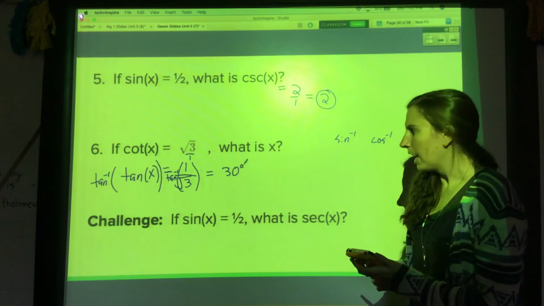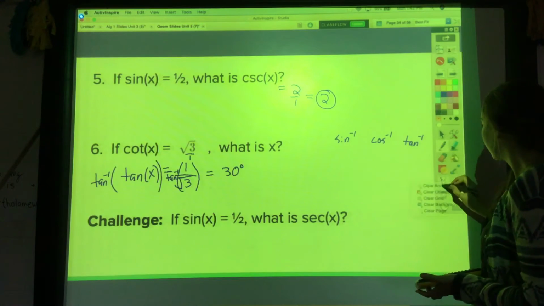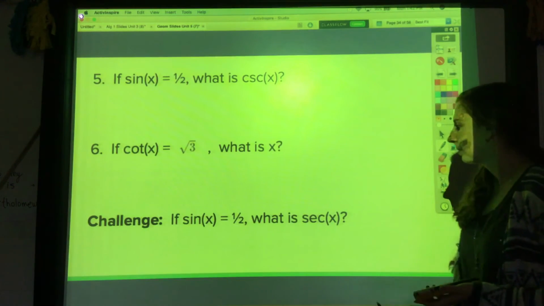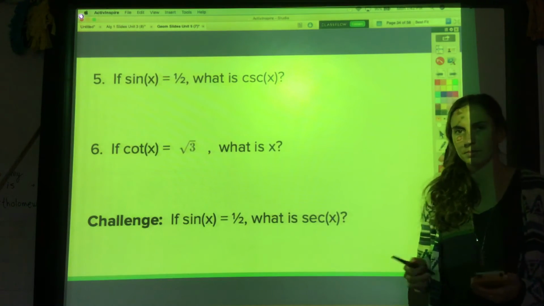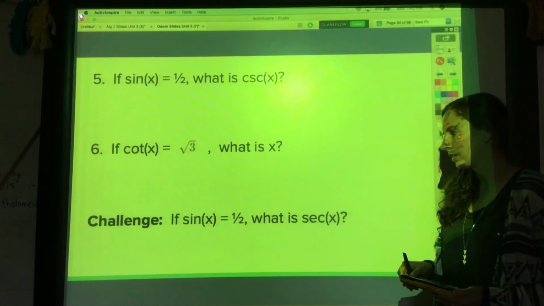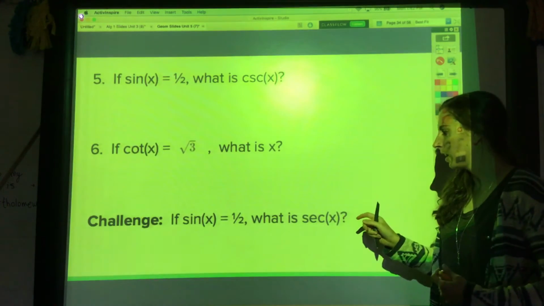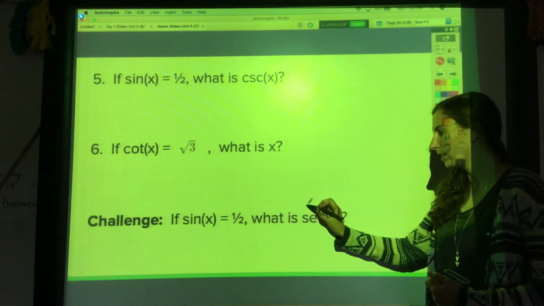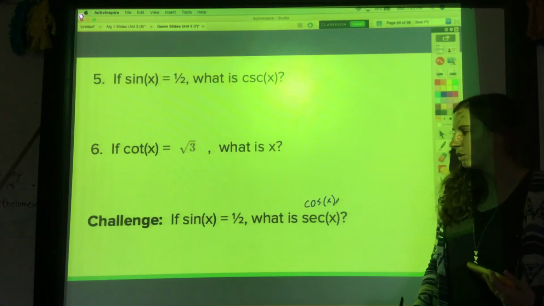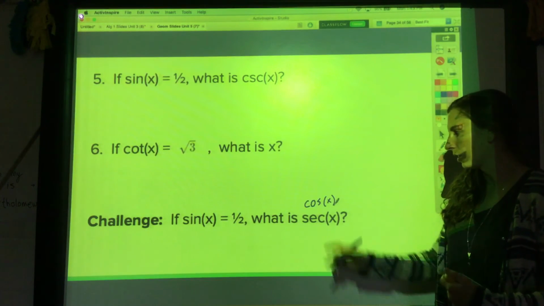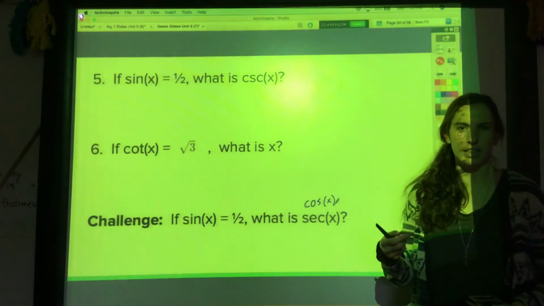Okay. And our last little challenge here, again, if you want to pause it and try it yourself, you can, because the practice is going to be really fast. If sine is a half, what is secant? This one's a little tricky because sine doesn't go with secant. Sine goes with cosecant. The one that goes with secant is cosine. So what I'm going to do is actually try to figure out the cosine first, and then I can flip it to get the secant.